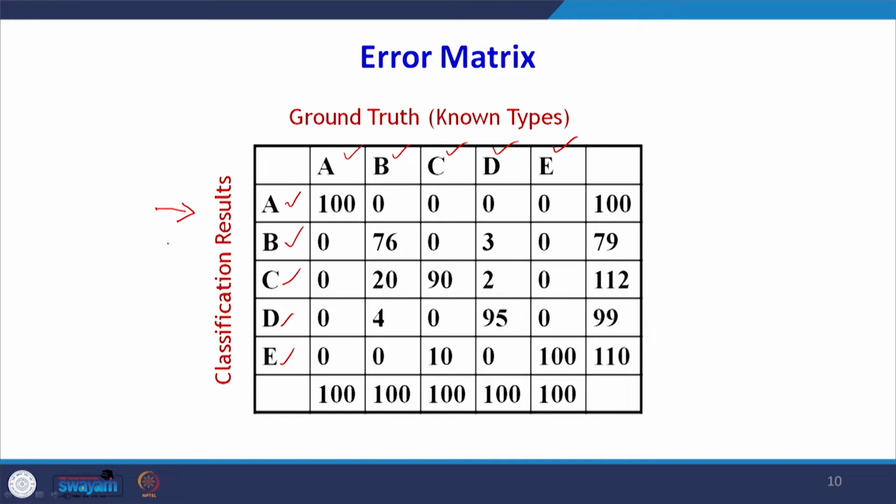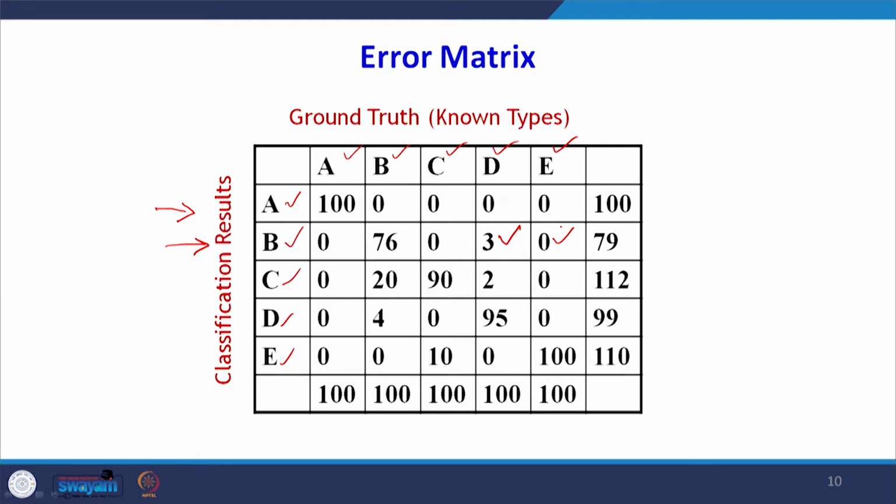But when we talk about the B result in the classification, we can see that there is no pixel which has gone to class A, and there are 76 pixels which have gone to class B. Then in C also there is no pixel classified, but there is a misclassification. There are 3 pixels which have gone to class D. They were actually belonging to another class, and there are 0 pixels in class E. So, likewise you can complete the entire matrix.